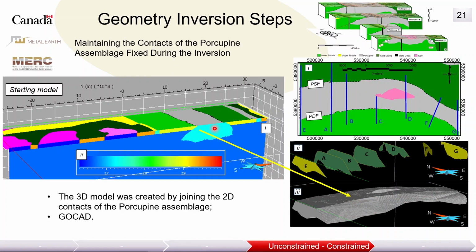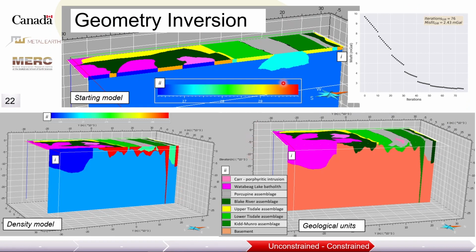So the contacts, the outer contacts at least, of the porcupine assemblage are not allowed to move, only the inner contact with this intrusion here. So, let's see what we can get from this. And by doing this, we got a better model.